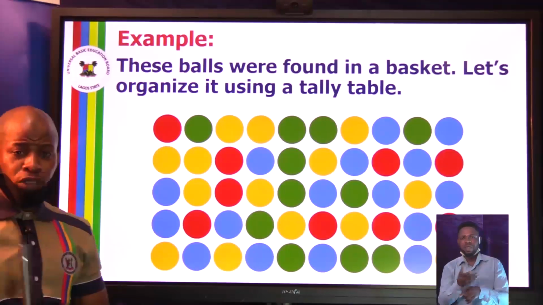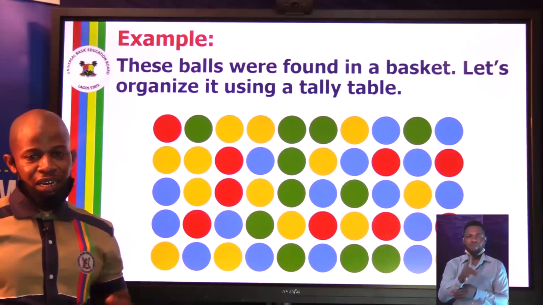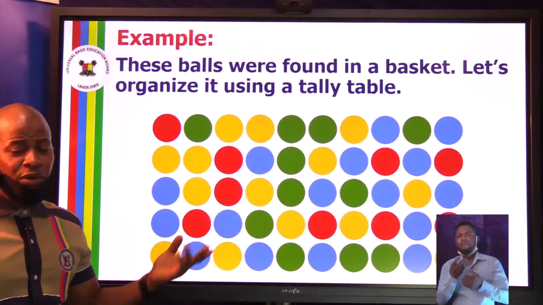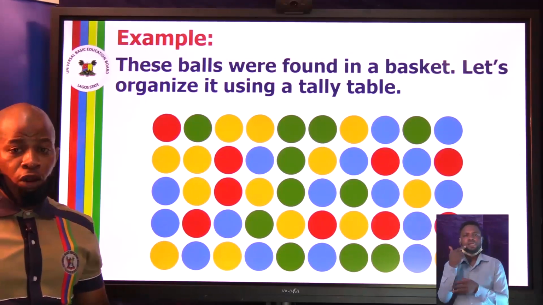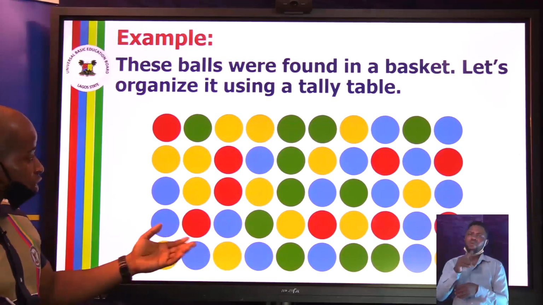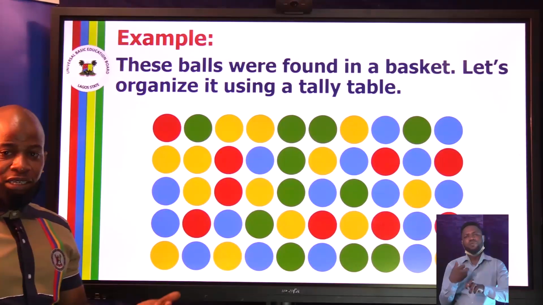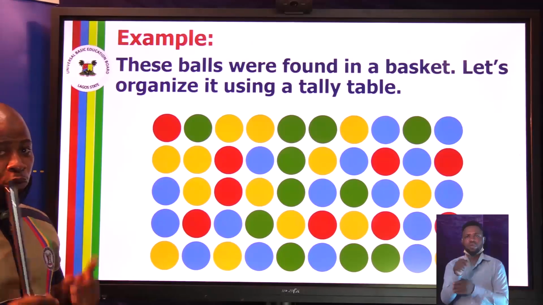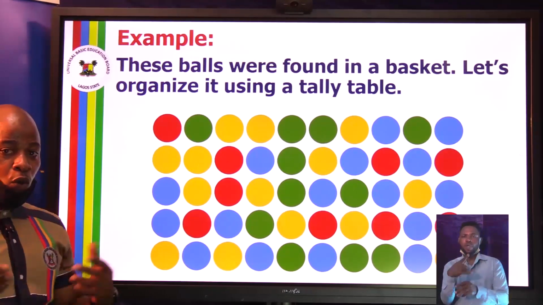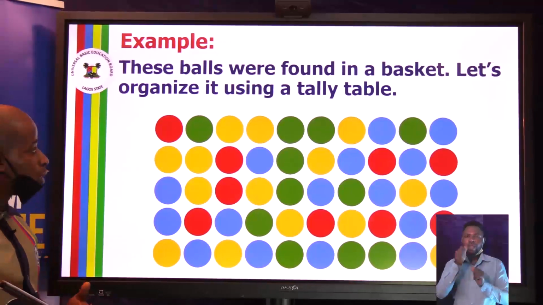Now, these are some balls that were found in a sack. The teacher is confused. He doesn't know how many red balls there are, how many green balls there are, or which color of ball appears the most. Looking at this data, my friend, you find that this is confusing. It's very difficult to answer these questions at a glance. But if we apply the statistical method, the tally method, we'll be able to see quickly how many there are.